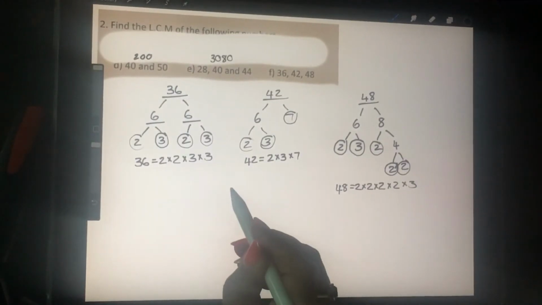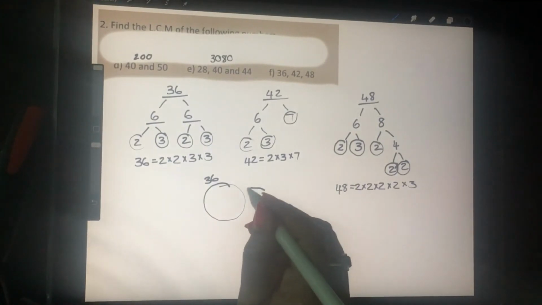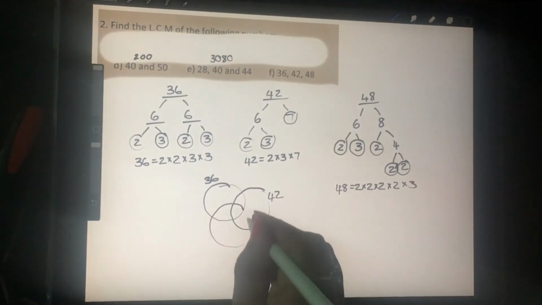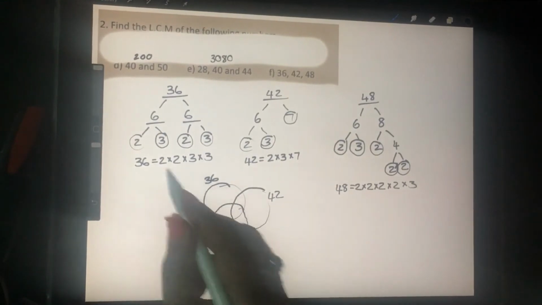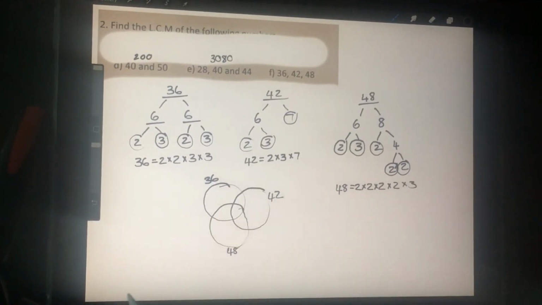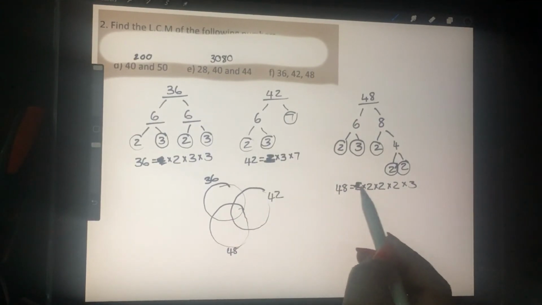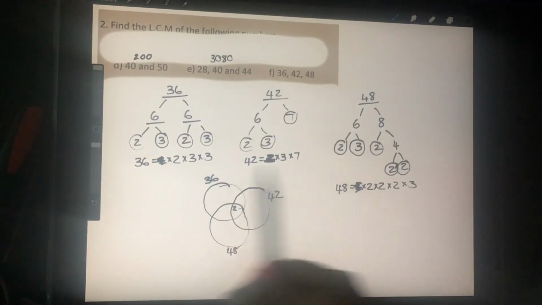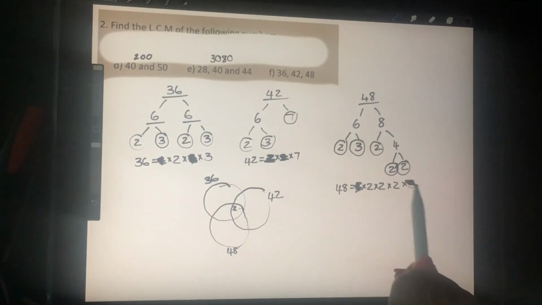Remember, we've got 3 circles now. So there we've got circle for 36. There we have our circle for 42. And there we have our circle for 48. All right. So for 36, first of all, we have a look what is shared in all 3 of them. We've got a 2, a 2, and a 2. So the 2 goes in the middle. We do not have another 2. We do have a 3. That 3, that 3, and that 3 are all shared in the middle.